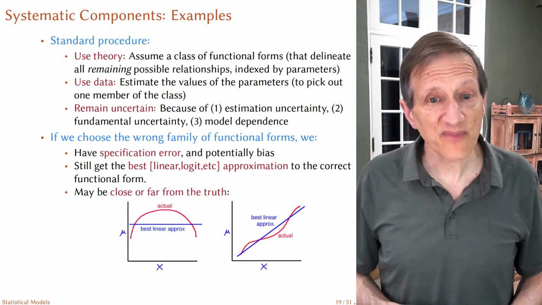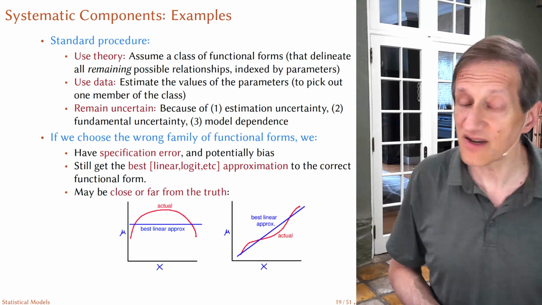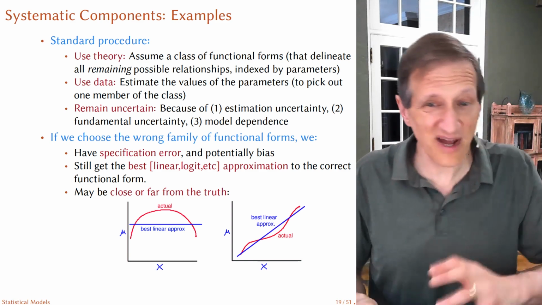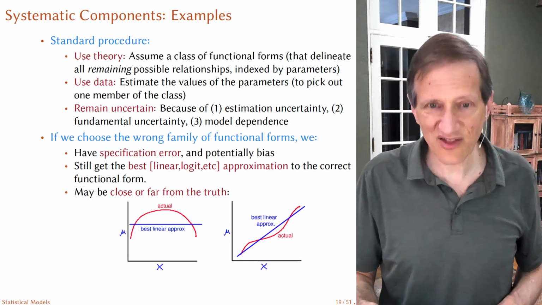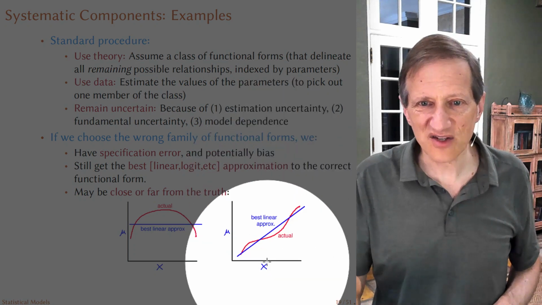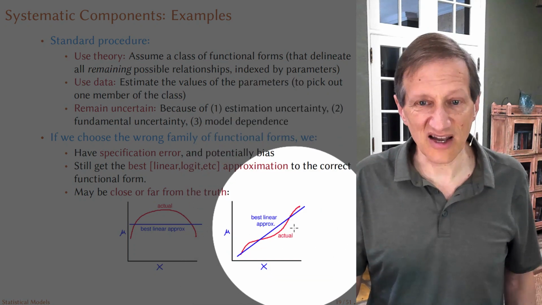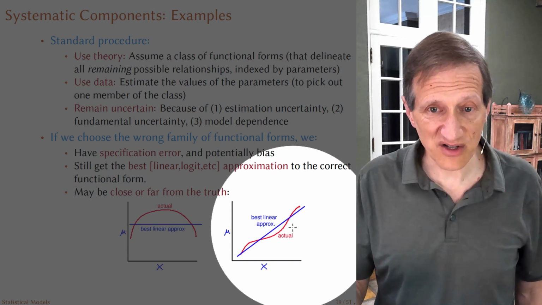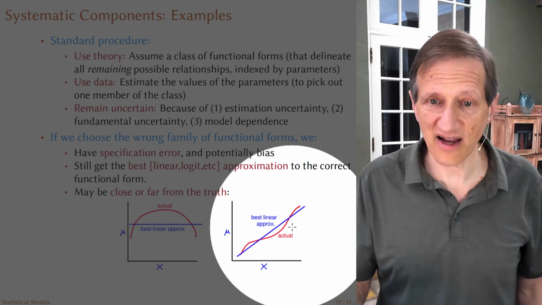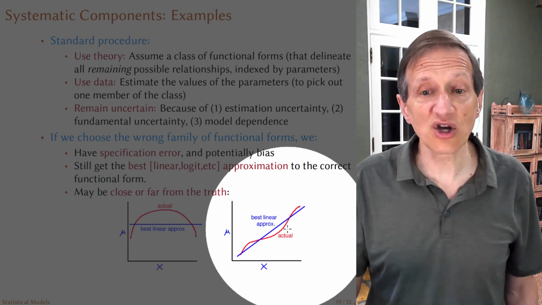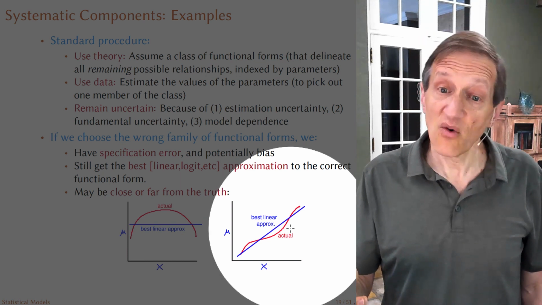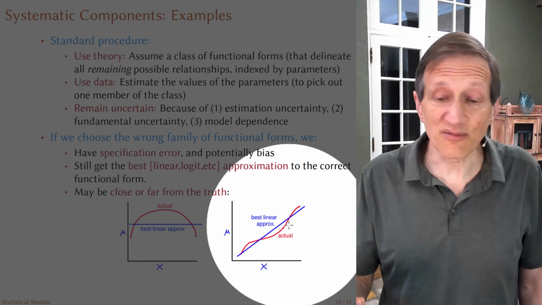Okay, here's an example where it could be good and where it might not be good. Let's take the one on the right here. So the actual functional form is red, between x on the horizontal axis and mu on the vertical axis. And suppose we chose a linear regression. Well, we're not going to get the right answer. It's going to be wrong.